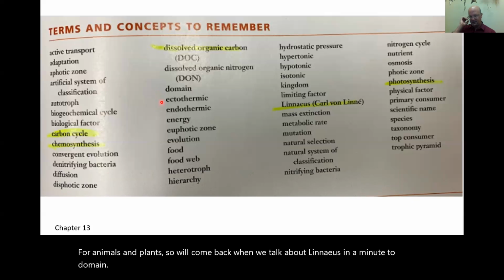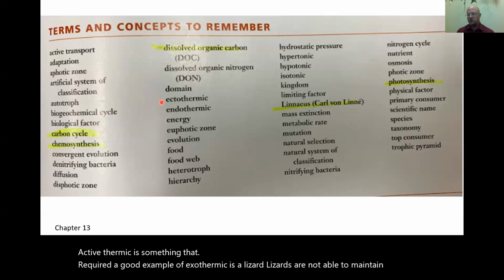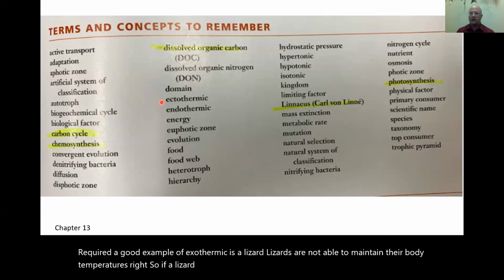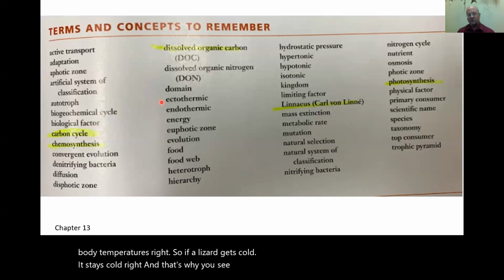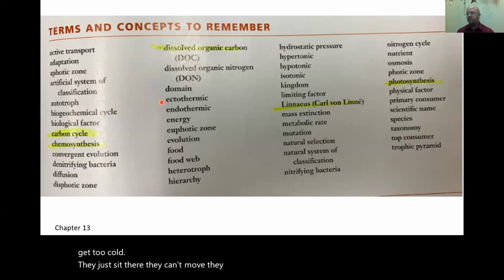Ectothermic is something that, a good example of ectothermic is a lizard. Lizards are not able to maintain their body temperatures. So if a lizard gets cold, it stays cold. And that's why you see lizards a lot of times when it's sunny, they'll go sit out on rocks to warm up so their bodies are capable of metabolism. If they get too cold, they just sit there. They can't move.